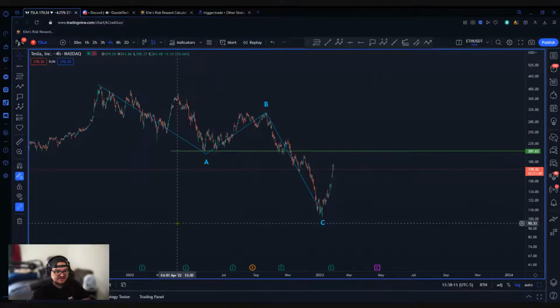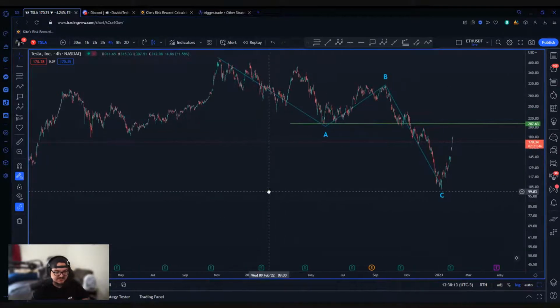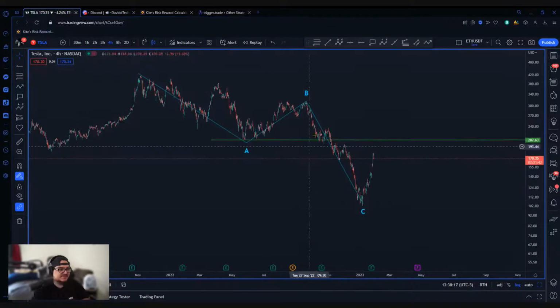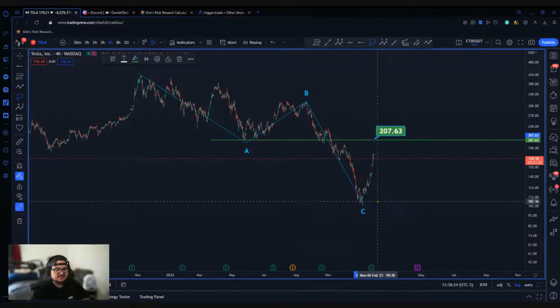You know, we are continuing higher here. I should have bought some more Tesla. I only bought like one share around this region. Coulda, woulda, shoulda. So if that is the case, I need to see Tesla get back above 207.